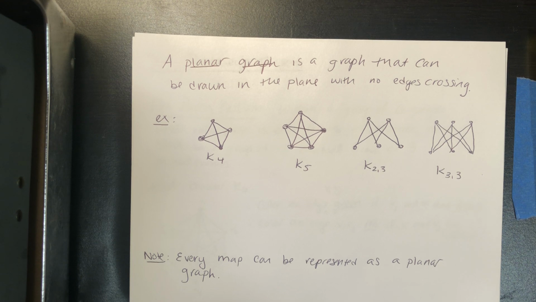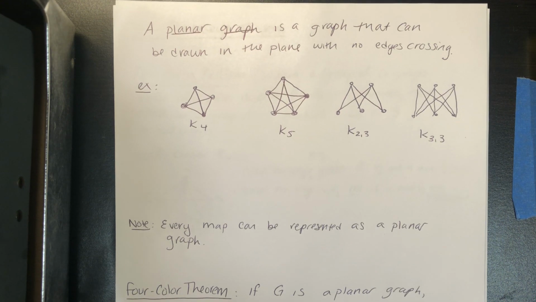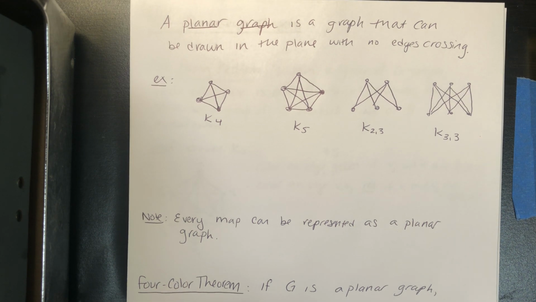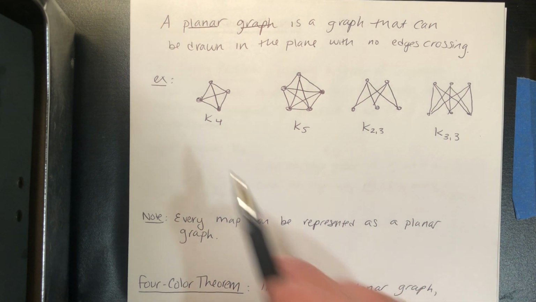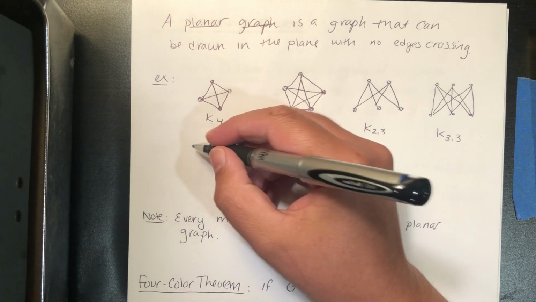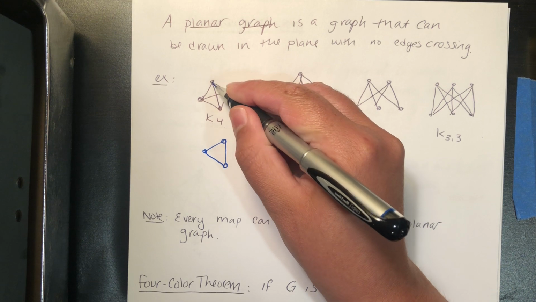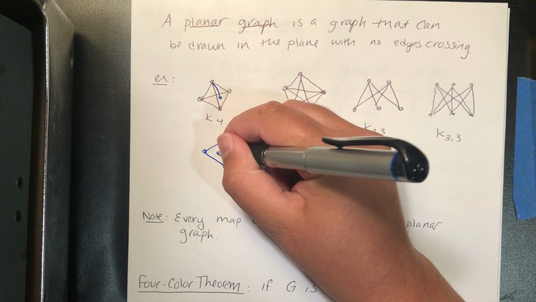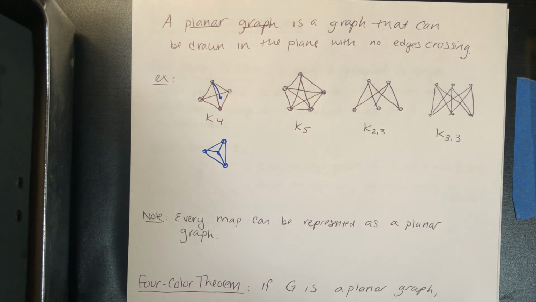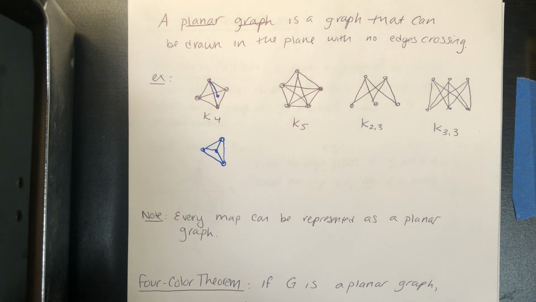We call a graph planar if you can draw it on a plane without any edges crossing. So I've drawn 4 graphs here, all of which have some edges crossing. Some of these are planar, I've just drawn them wrong, right? In particular, K4, I could redraw it like this. I could just pull this vertex down and draw it in the middle instead. And now it's drawn in a way that is planar because no edges cross in the plane.